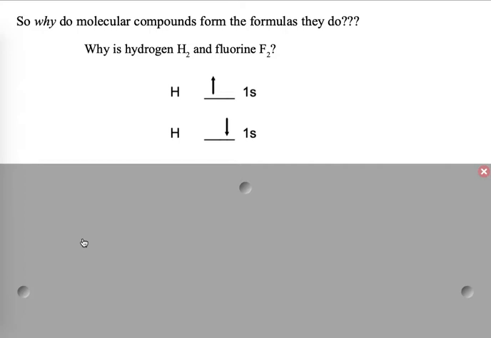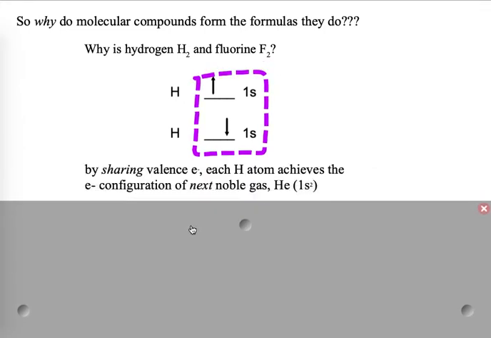Here I can represent two hydrogen atoms by showing a horizontal line to represent the 1s orbital and one electron in each 1s orbital. When the hydrogen atoms are separate, each hydrogen only has one electron in its valence shell. But if the hydrogen atoms overlap their valence orbitals and share the valence electrons, each hydrogen atom now feels as though it's surrounded by two electrons, which is the electron configuration of the next noble gas, which is helium, 1s2. So by sharing a pair of valence electrons, each hydrogen feels as though its valence shell is completely filled, and it has the configuration of helium.